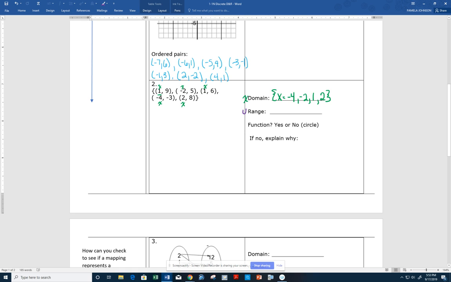Okay, range is the y values. So I've got a y here, here, here, here, and here. Again, lowest value to highest value, repeaters we only write down one time. So our lowest y value is at -3, and then it jumps to 5, 6, 8, and then 9.